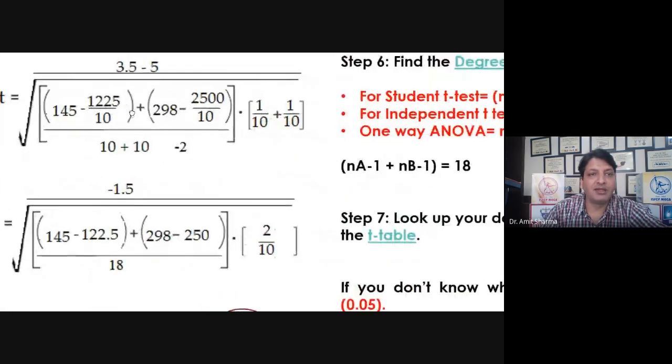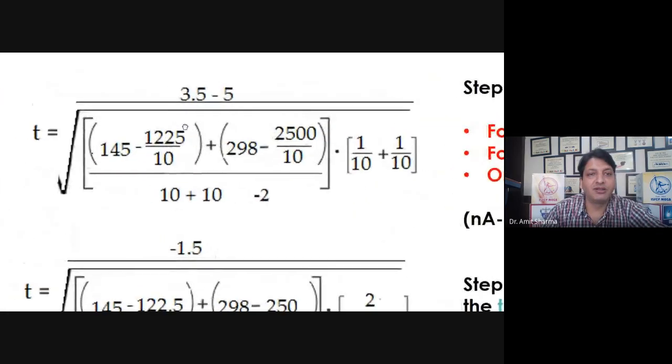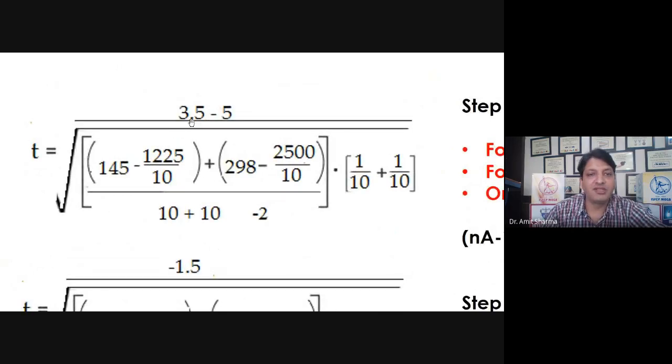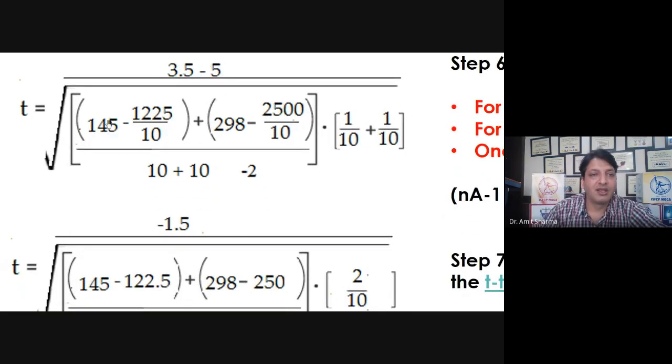Here you can see that I have added all the values in this formula. That means 3.5 is the mean of group 1 and 5 is the mean of group 2. So 3.5 minus 5, divided by the square root of, here you can see, this is the sum of squares of each group divided by 10, and 10 is the number of observations in group A, and this is for group B divided by 10, plus 10 minus 2.